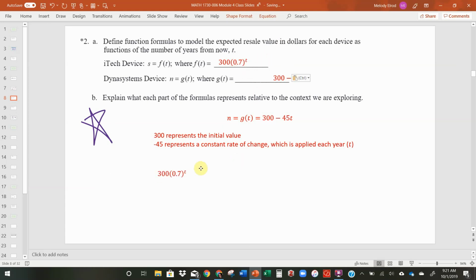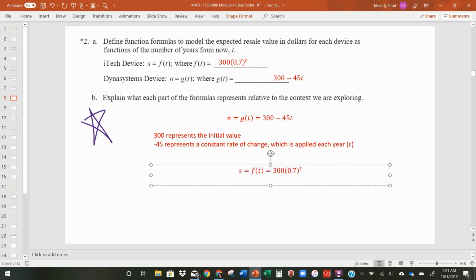And this is the part that all three classes would really benefit from doing. So I want to start here with this, and I'd like for the other classes to make sure that they're paying attention to this as well. So we have S equals f of t, which is going to use the rule 300 times 0.7 raised to the t.